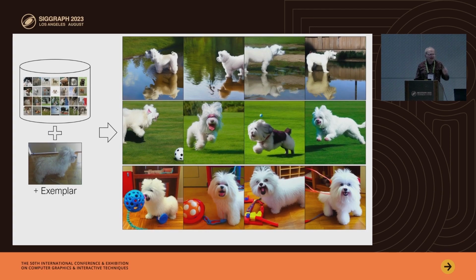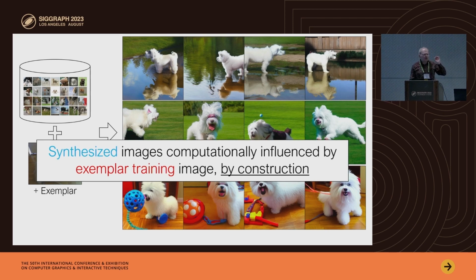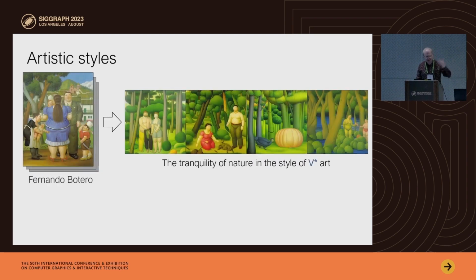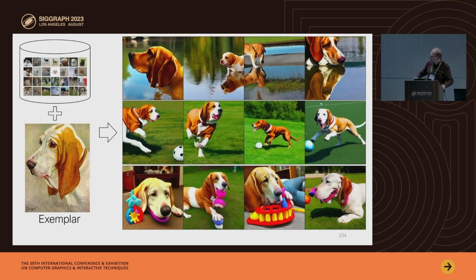pictures, okay? The cool thing is that now we have, by construction, synthetic images that are influenced by this particular example image. We just constructed this data to have the influence that we want, okay? And now we can use that data to train our attribution algorithm to see if we can apply it to real images, okay? We also did this with artistic style, the same thing. We have a dataset, the dataset is online, everybody can use it. Here is another example of a different dog.